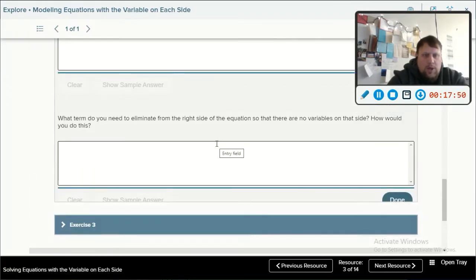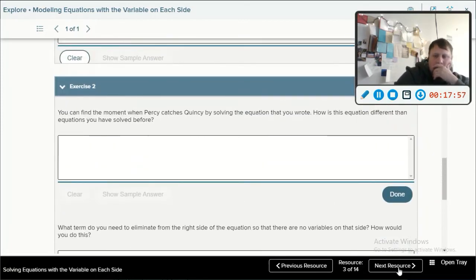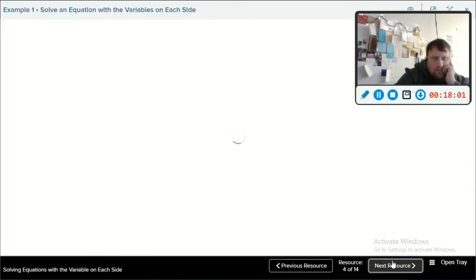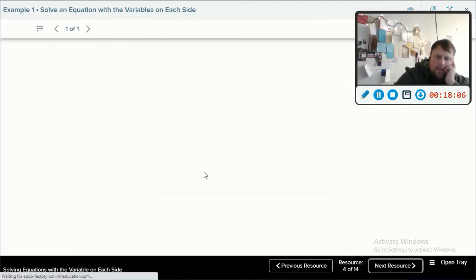And then the last, what term do you need to eliminate from the right side? Oh, we already did that by just solving through it, so I'm not worried about that. Okay, so that's solving the Percy problem. Let's go ahead and move on to the next slide. We're going to get some more practice with this.